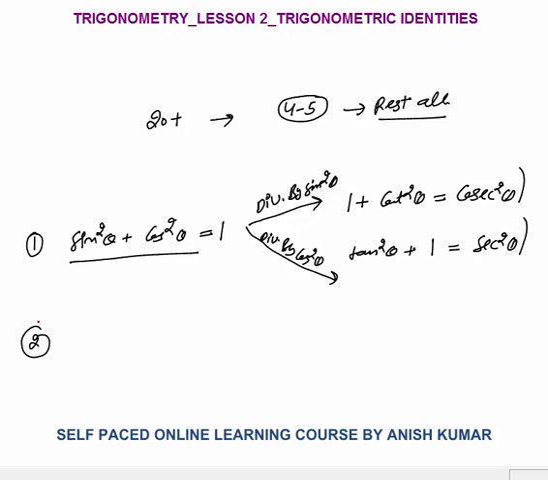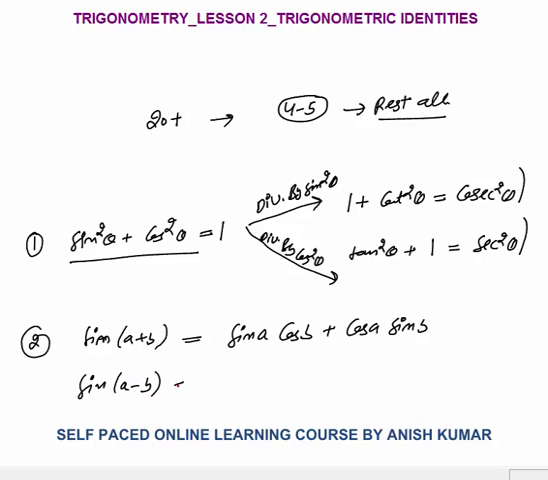The second concept is sine A plus B. Sine A plus B is equal to sine A cos B plus cos A sine B, where A and B are angles. Now no need to remember sine A minus B. Once you know sine A plus B, you can always calculate sine A minus B.